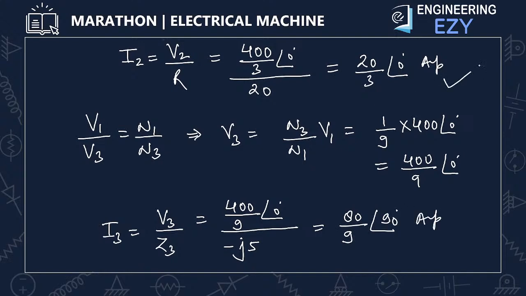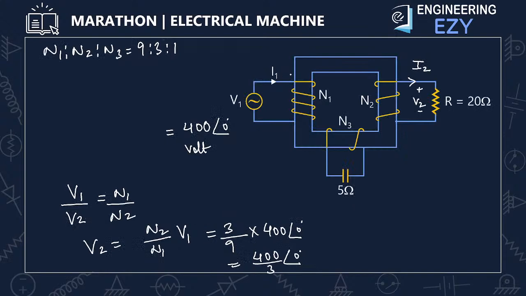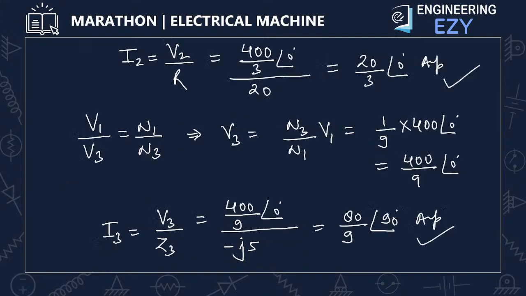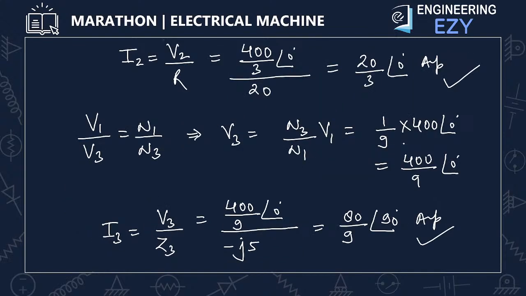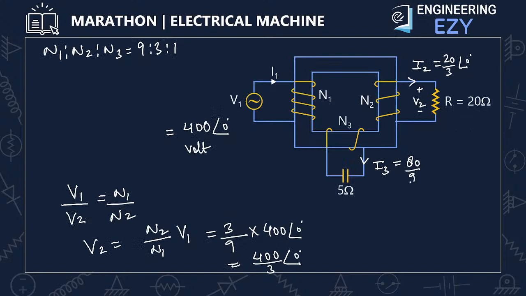So we calculated the I2 and I3. If anyone has a doubt regarding I2 and I3, it can be asked. But these are at the secondary and tertiary side, and we have to calculate at the primary side. So we have to refer these currents to the primary side. I2 is coming as 20 by 3 angle 0 degree, and I3 is coming as 80 by 9 angle plus 90 degree. These currents we have already calculated, but we have to add I2 dash and I3 dash to calculate the I1.